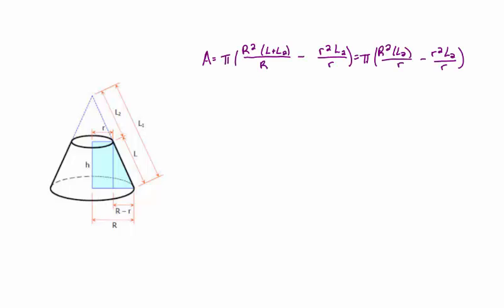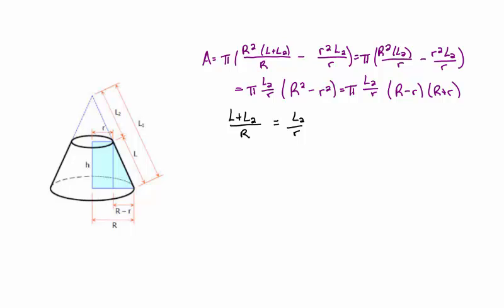A is equal to pi times R squared times (L plus L2) divided by R minus r squared times L2 divided by r, which equals pi times R squared times L2 divided by r minus r squared L2 divided by r, which equals pi L2 divided by r times (R squared minus r squared), which equals pi times L2 divided by r times (R minus r) times (R plus r).